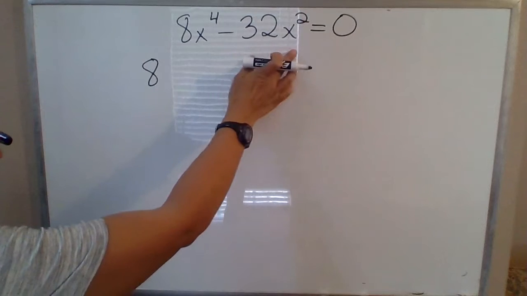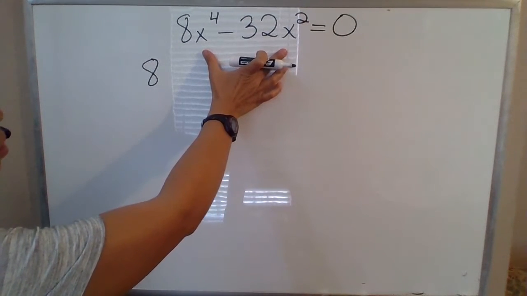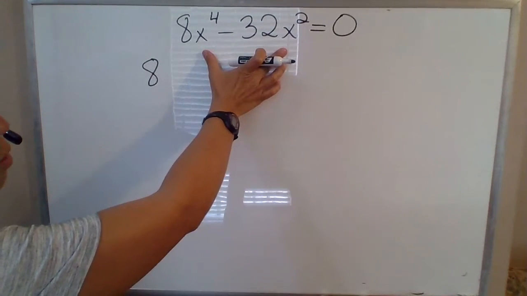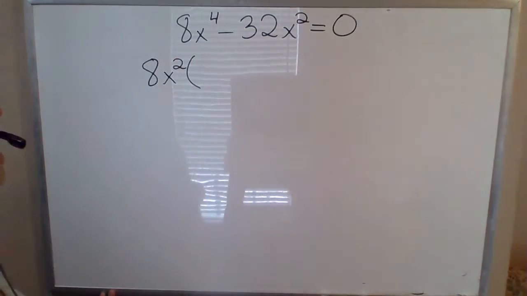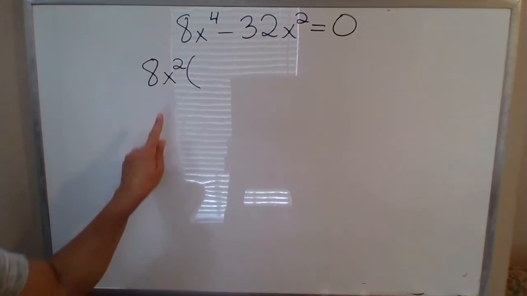They also both have x's attached to them. You always factor out the lower power. So in this case, we will factor out x squared. So 8x squared is the greatest common factor.